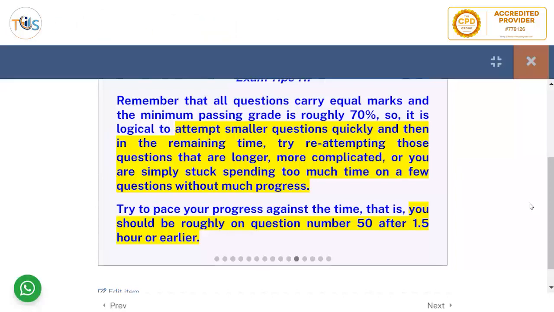If any question takes more than a minute, flag it off, jump to the next question, and come back to this at the end. Try to pace your progress against the time, that is, you should be roughly on question number 50 after 1.5 hours or earlier.